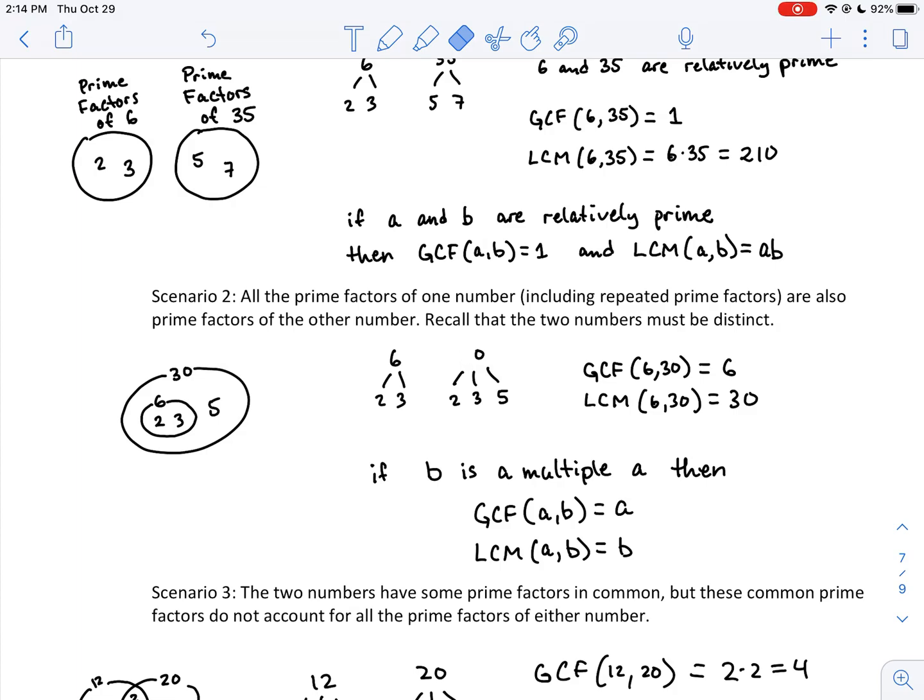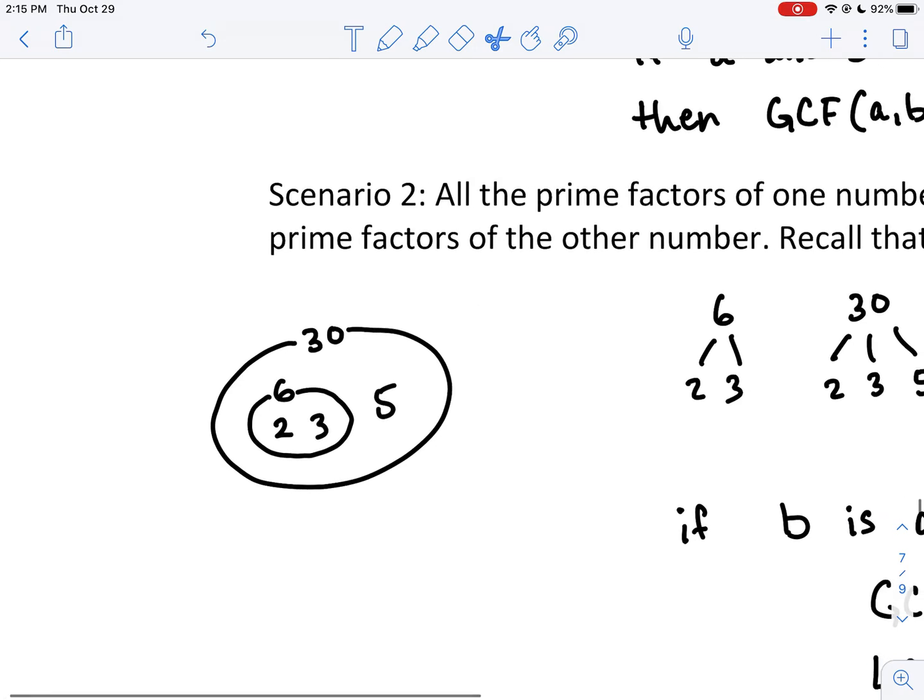In other words, that really just means that the second number, the larger number, is just going to be the same factors of the smaller number with extra factors. In other words, this will be a multiple of that. So scenario 2 is trying to find the LCM and the GCF of two numbers where one number is a multiple of the other.